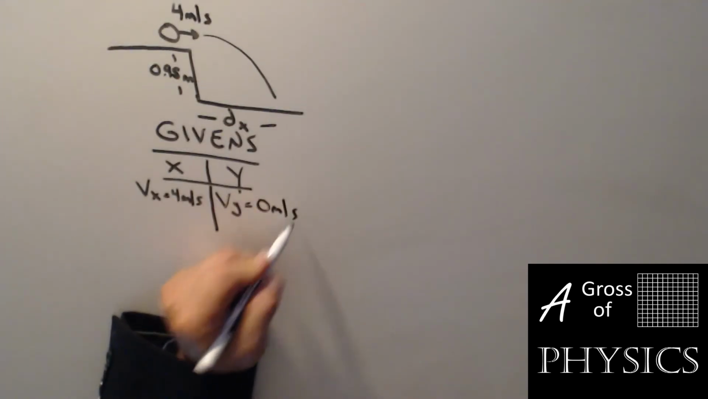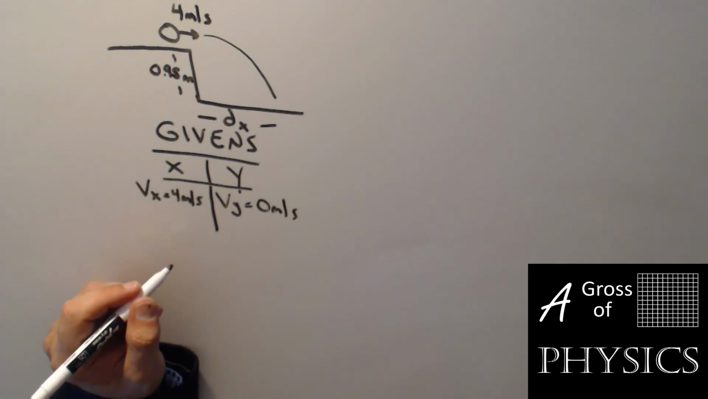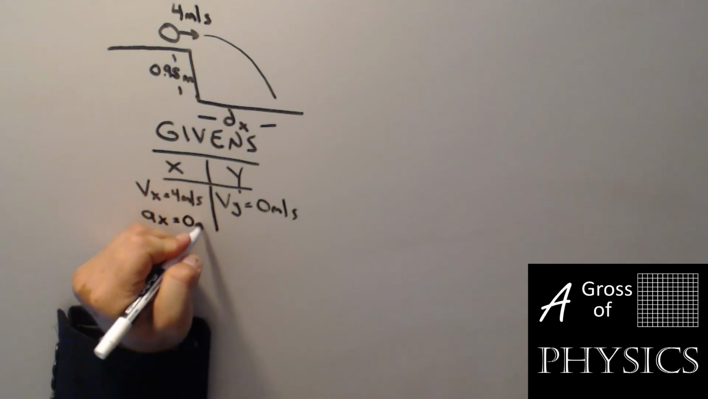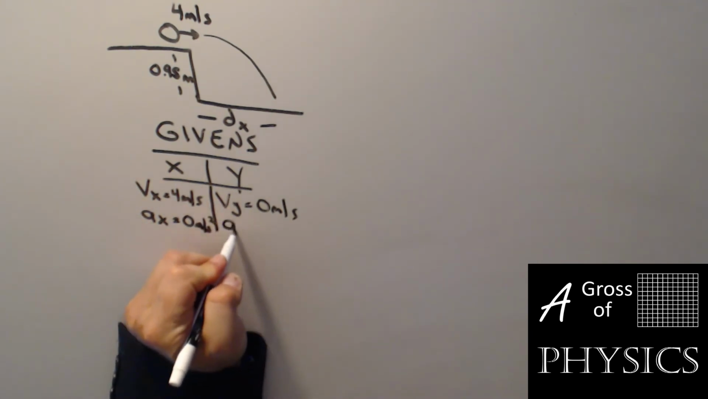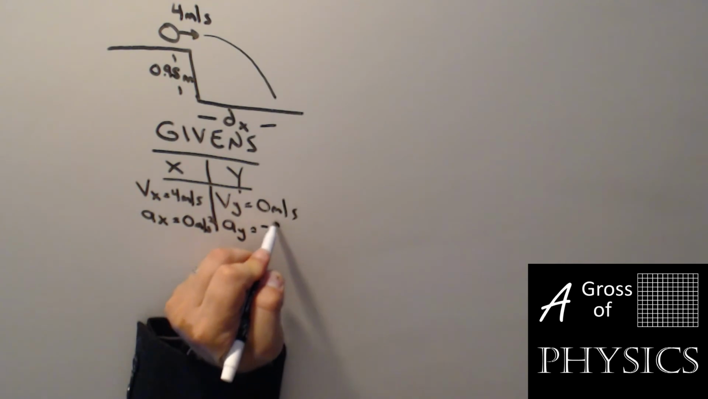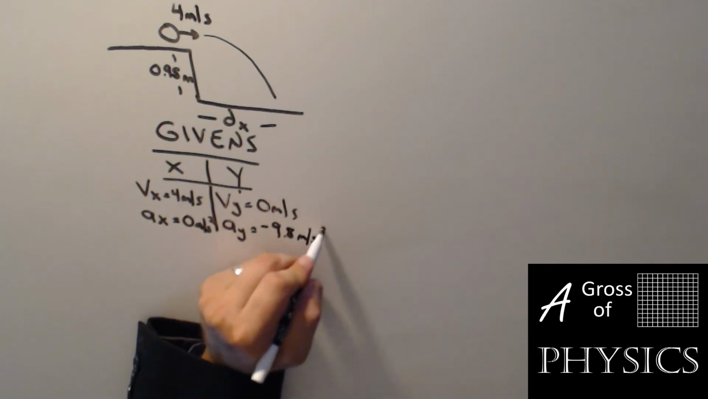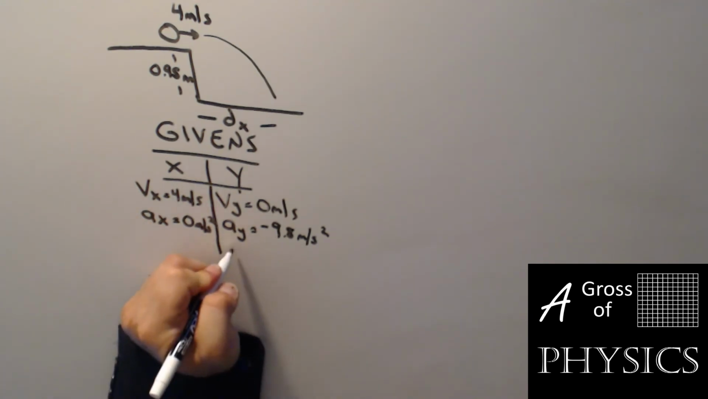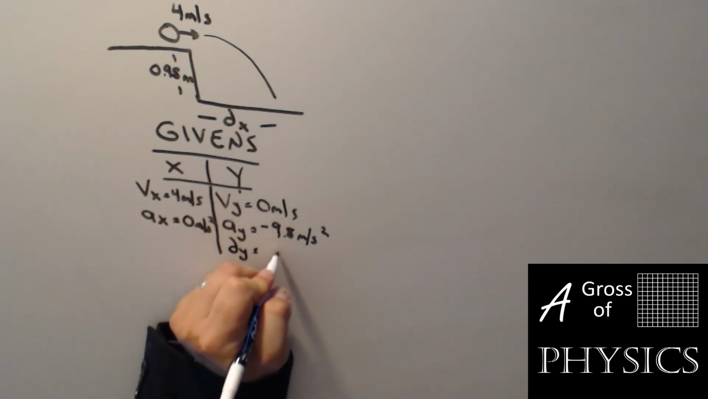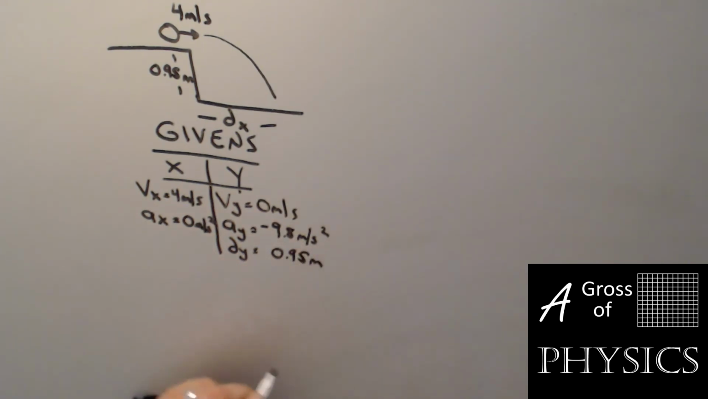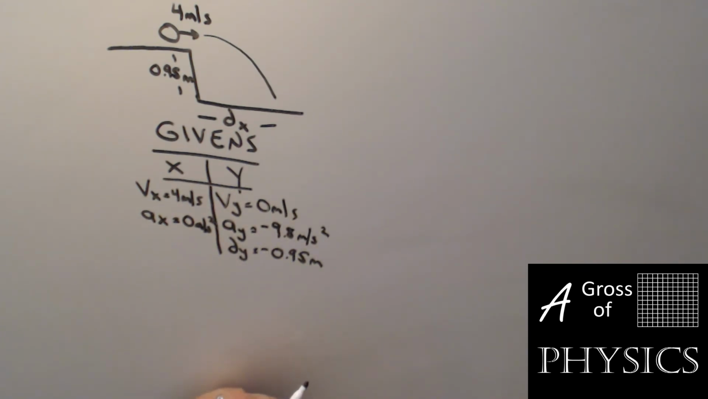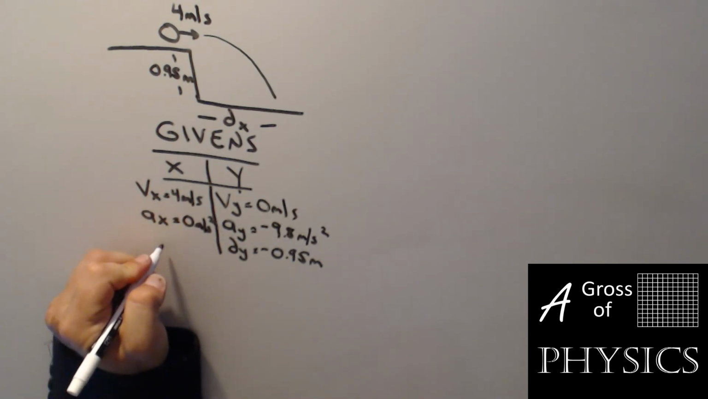So it's actually 0. Now the second variable we typically look at is the acceleration. There's no sideways gravity, so we say that's 0 meters per second squared. And ay, because we're in the Earth's gravitational pull, negative 9.8 meters per second squared. There's a distance value, and that's your d in the y direction. So dy is 0.95 meters. However, since the object fell downward, we're going to need to use a negative 0.95 for that.